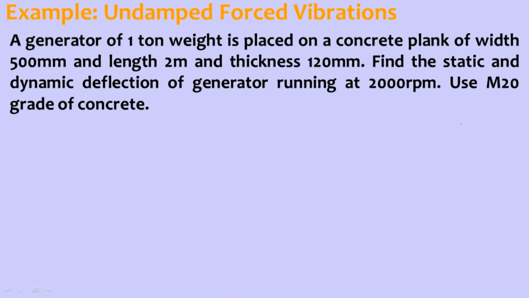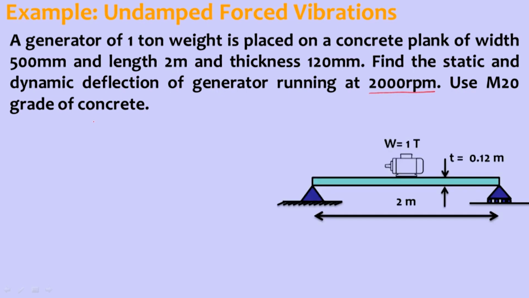Say here I have a problem: a generator of 1 ton weight is placed on a concrete plank of width 500 millimeters, length 2 meters, and thickness of 120 millimeters. So, the dimensions of the plank are given, and find the static and dynamic deflection of the generator running at 2000 rpm, and use M20 grade concrete for that plank. So, it looks like this.